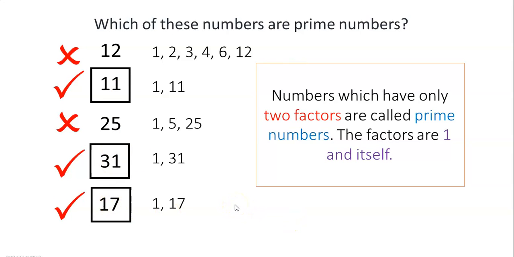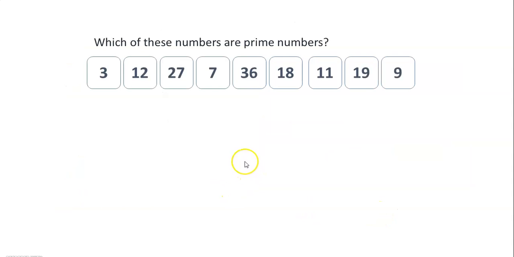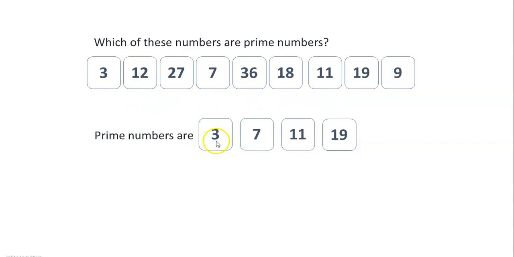Now the numbers that are not prime are the numbers that have more than two factors. For example, 12 has 6 factors, and 25 has 3 factors. These numbers are called composite numbers. Okay, now let's look at another question. Which of these numbers are prime numbers? The prime numbers are 3, 7, 11 and 19.